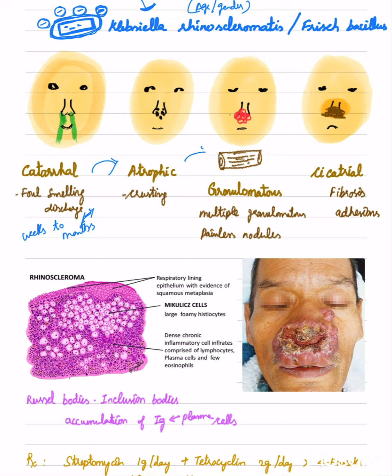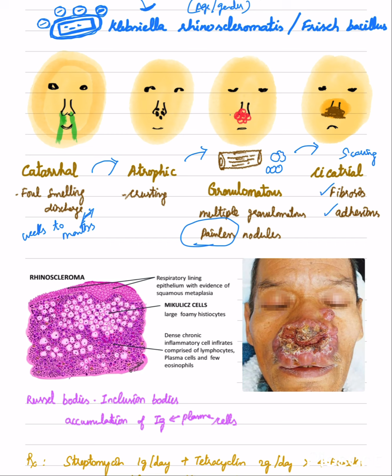And the third stage is the granulomatous stage. Here, multiple nodules coalesce to form a single nodule, and this gives a woody feel over the nose. These are mostly painless nodules. The fourth stage is the cicatricial stage, which is nothing but the scarring stage. In this stage, at last, there will be fibrosis and adhesions.